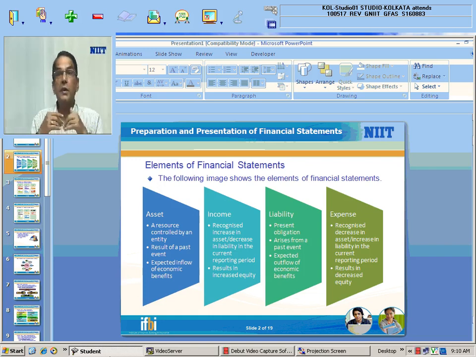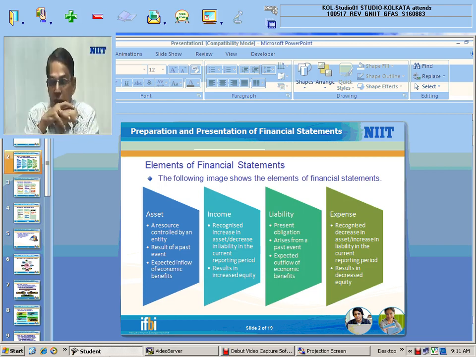The definition of an asset, we have already covered earlier, but we will reiterate it. A resource controlled by an entity, result of a past event, and expected to provide inflow of economic benefits. So 3 characteristics of assets: it is a resource controlled by the entity, it is a result of a past event, and third, it is expected to provide inflow of economic benefits in future.